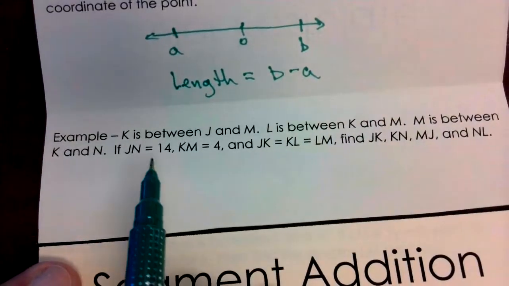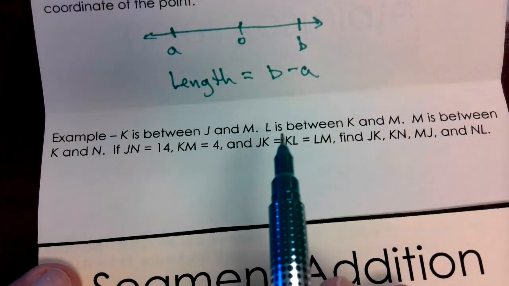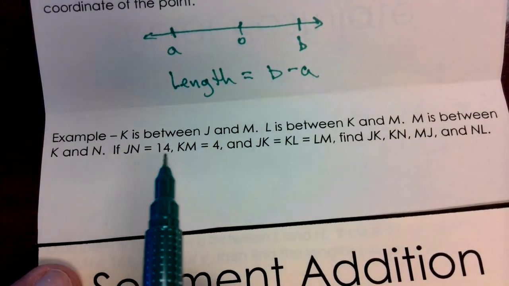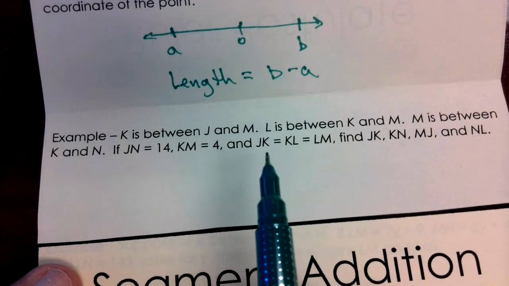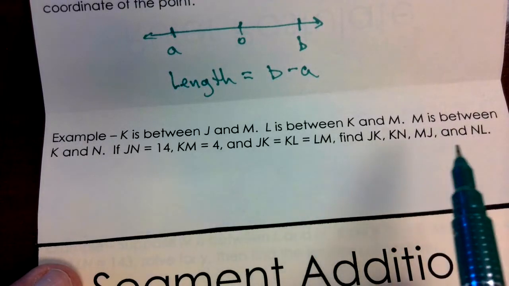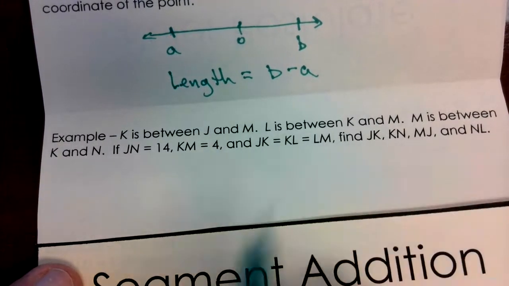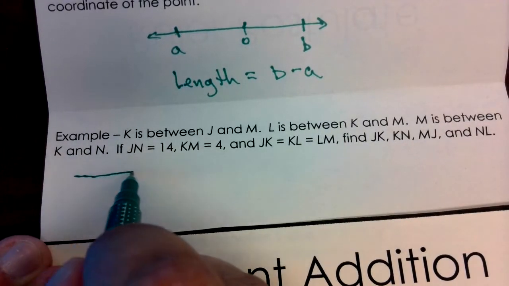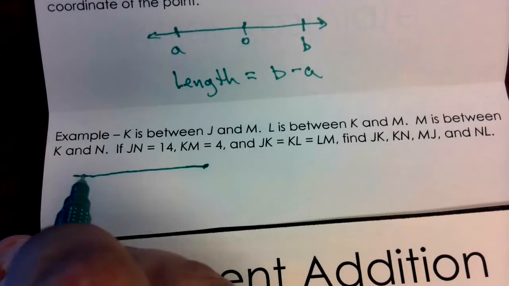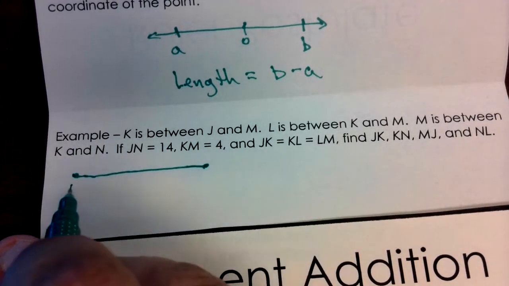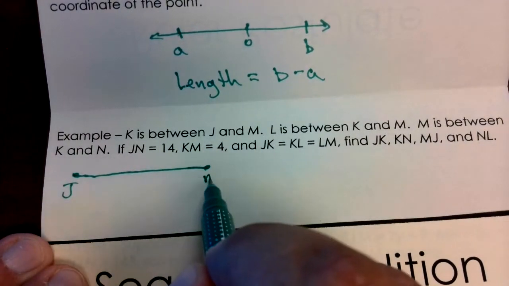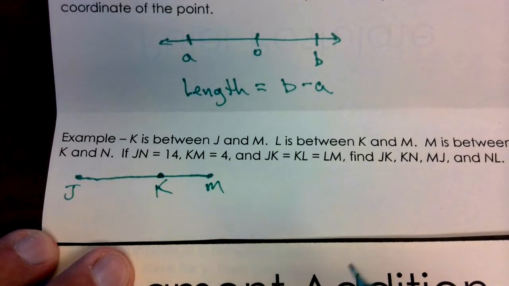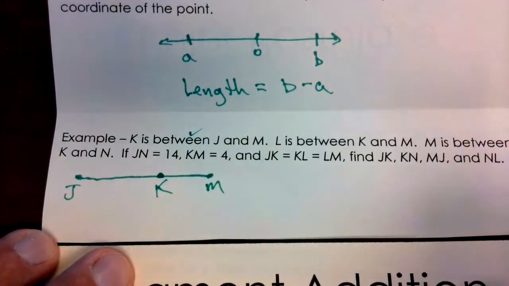And in this example, K is between J and M, L is between K and M, and M is between K and N. I've got JN is 14, KM is 4. These three are equal, and I want to find this stuff right here. So before I do anything here, I want to start by drawing a picture. K is between J and M. That means the ends are J, M. K is somewhere here in the middle. So that takes care of this statement.